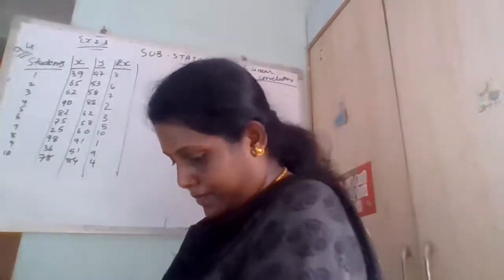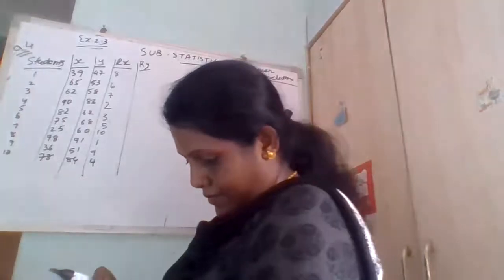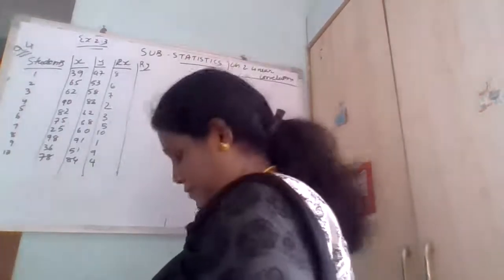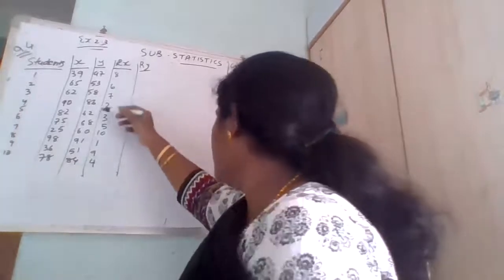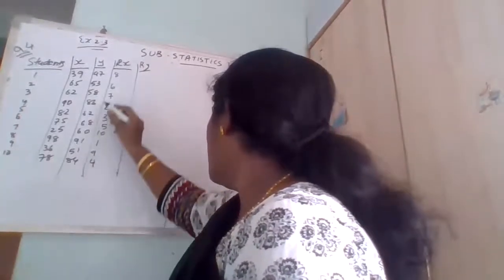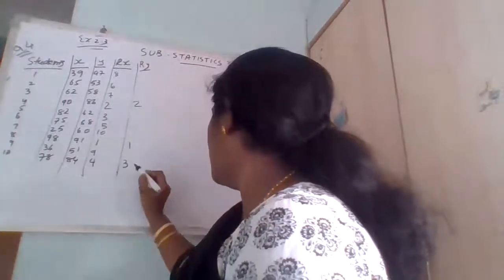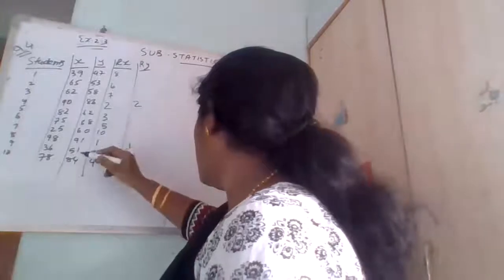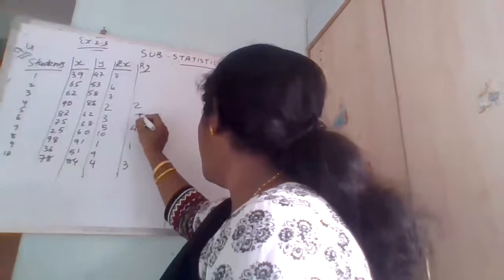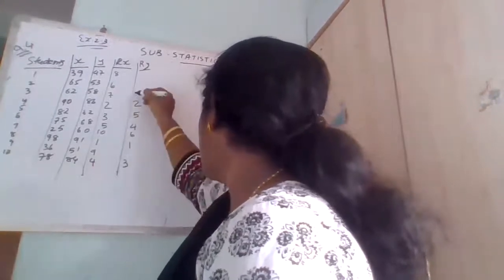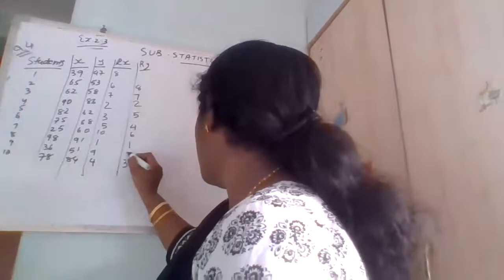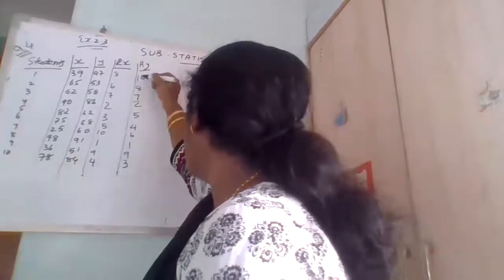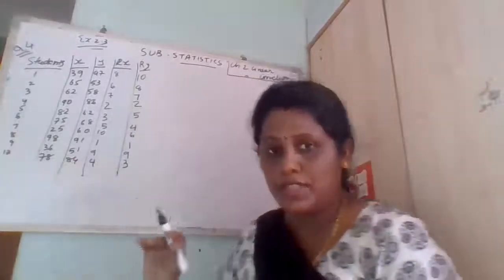Now we will see Ry. Now first rank goes to 91, then 86, 84 third rank, 68 is 4, then 5, 6, 7, 8, 9, this one is 10. So this is the rank, right?